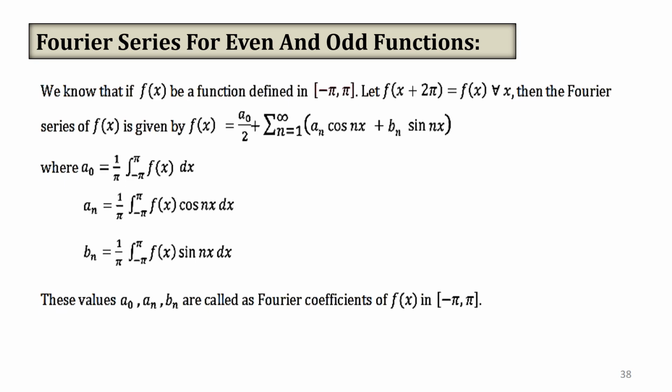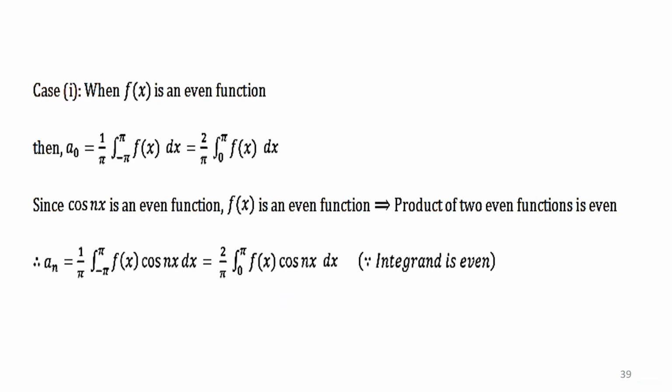Okay, so the limit is from minus pi to pi: a naught by 2 plus summation n equals 1 to infinity of a n cos nx plus b n sin nx. I have the values of a naught, a n and b n for the limit minus pi to pi. If f of x is an even function, b n would become 0. Keep it in mind. Then your a naught will be, what is the formula of a naught if the limit is from minus pi to pi? 1 by pi, integral from minus pi to pi of f of x dx.